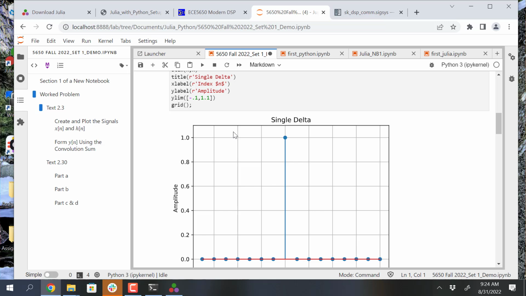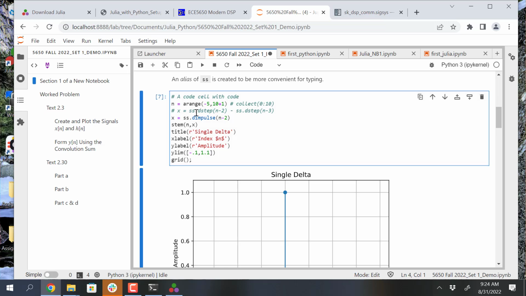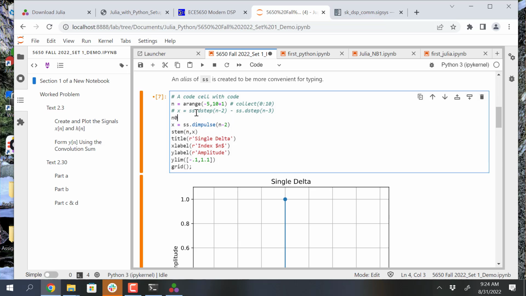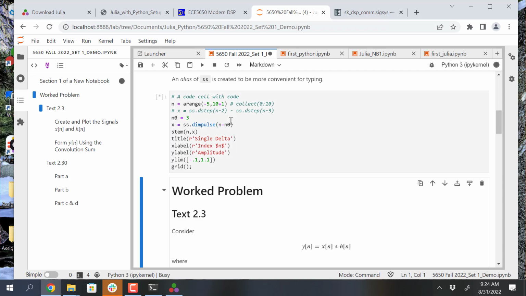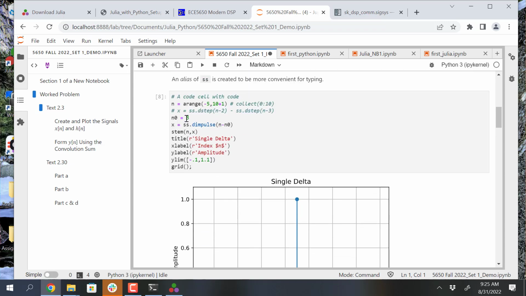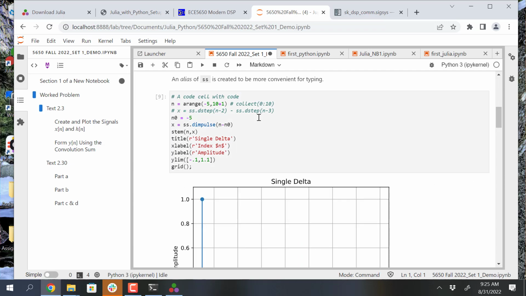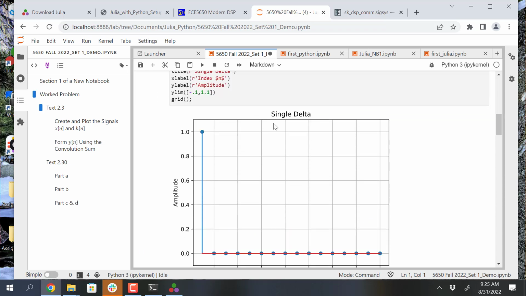including it. So there that is, and if I wanted to shift this, I could quickly define another symbol, N0, to be equal to 3, and then I could just replace that by N0, and now the delta is sitting over there at 3, or if I wanted it to be minus 5, now it's sitting over there at minus 5.